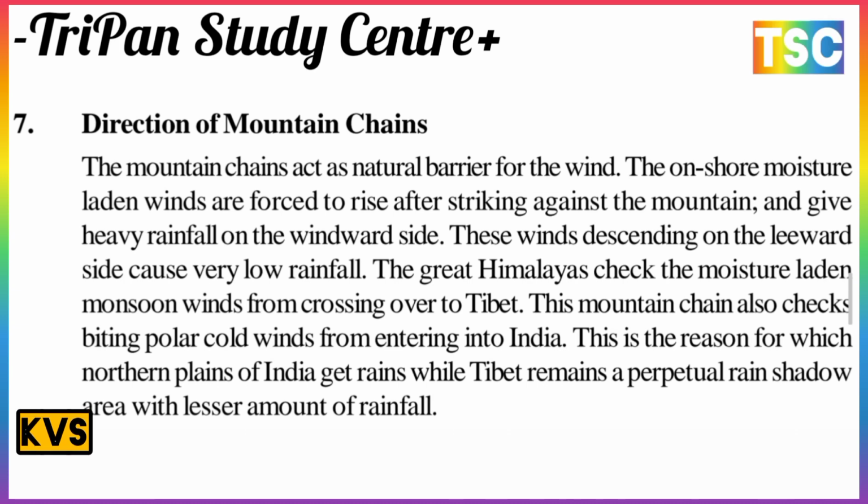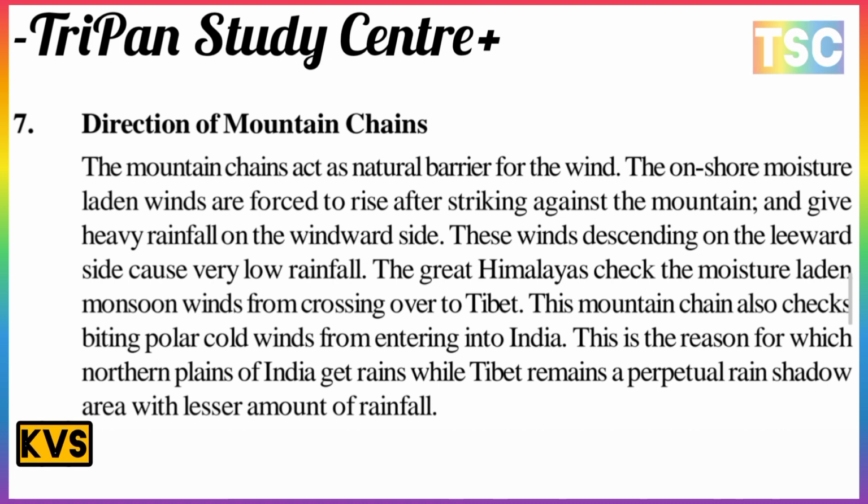This is a most important point here. Direction of mountain chains: the mountain chains act as natural barriers for the wind. The winds carrying moisture are forced to rise after striking against the mountain and give heavy rainfall on the windward side. These winds, descending on the leeward side, cause very low rainfall.